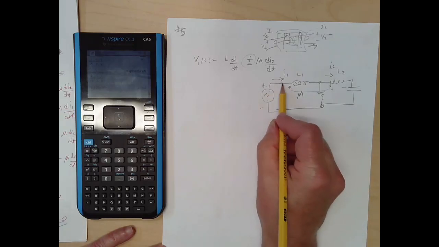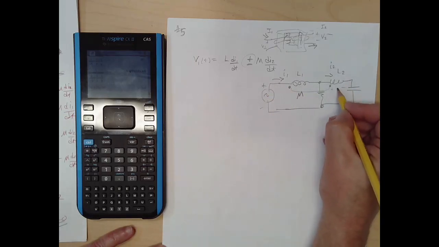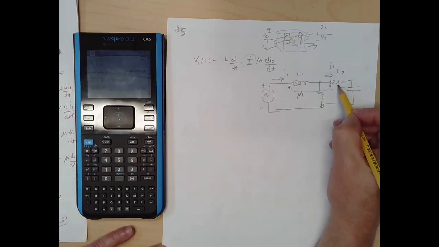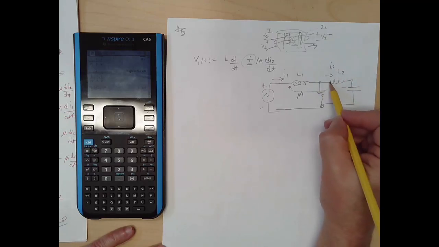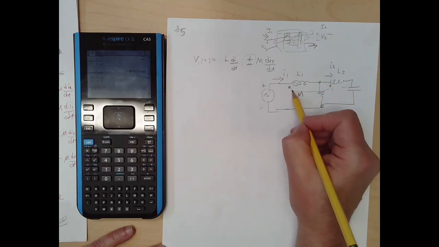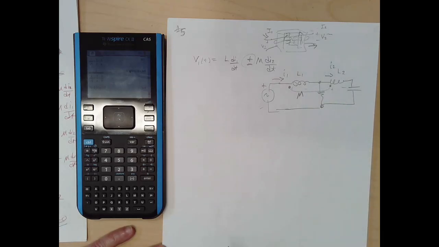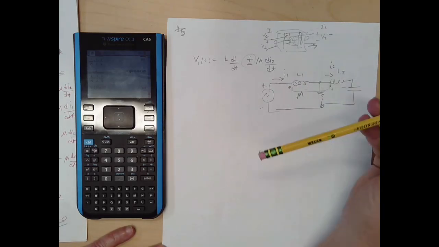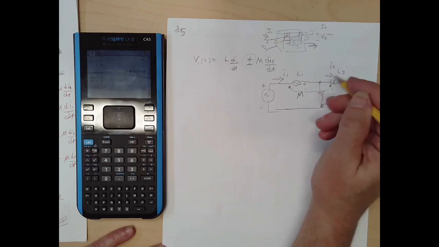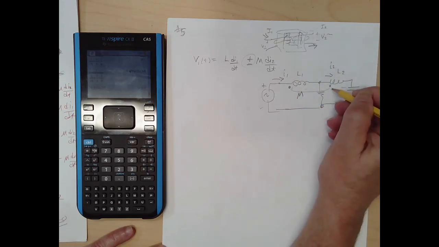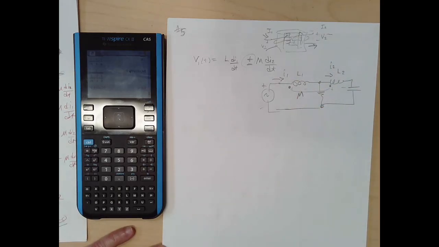So if I1 is going into this dot, it's going to make a positive mutual voltage on inductor 2, right? And vice versa, current going into the positive dot here will cause a positive voltage here, right? If current was going out of the dot, then it would make a negative voltage at the other dot. All right, hopefully that makes sense, maybe.